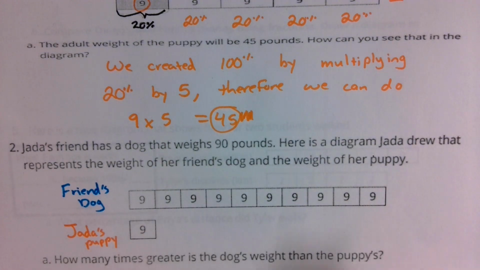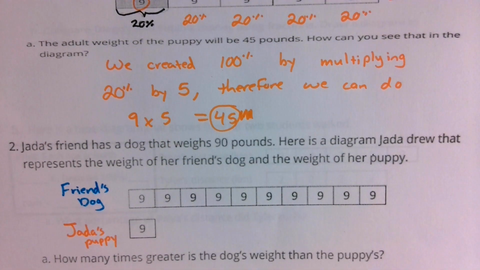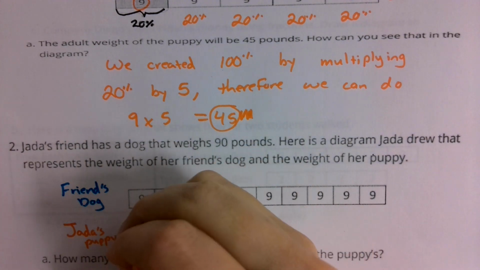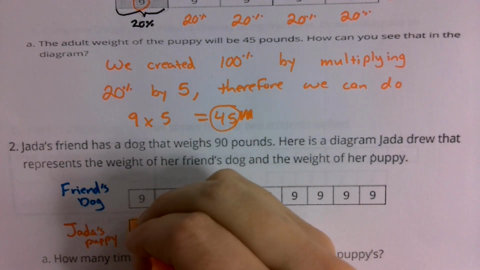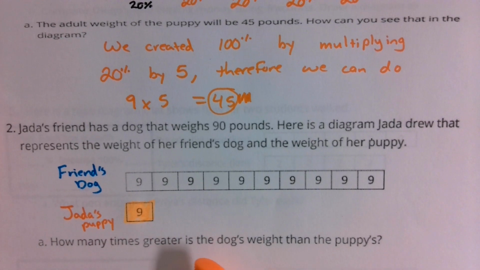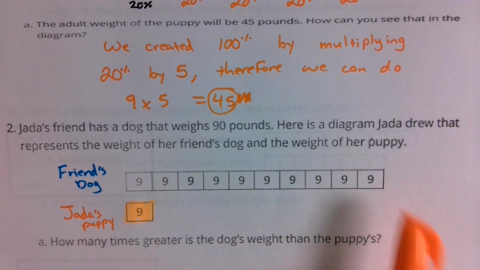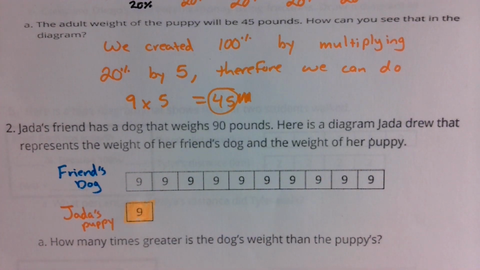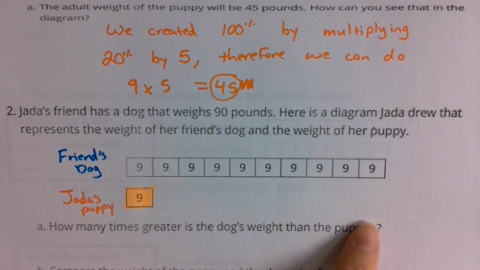This represents the friend's dog. So here's Jada's dog. Jada's dog is just that 9 pounds, and then the friend's dog. So I want to know how many times greater is the dog's weight than the puppy's weight?